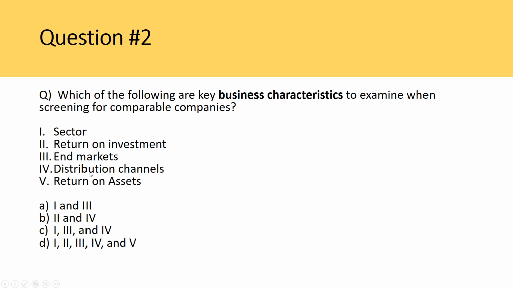But return on assets would not be, because it is, again, another financial metric. So 1, 3, and 4 would be the business characteristics that are important for screening comparable companies. So the answer would be C.